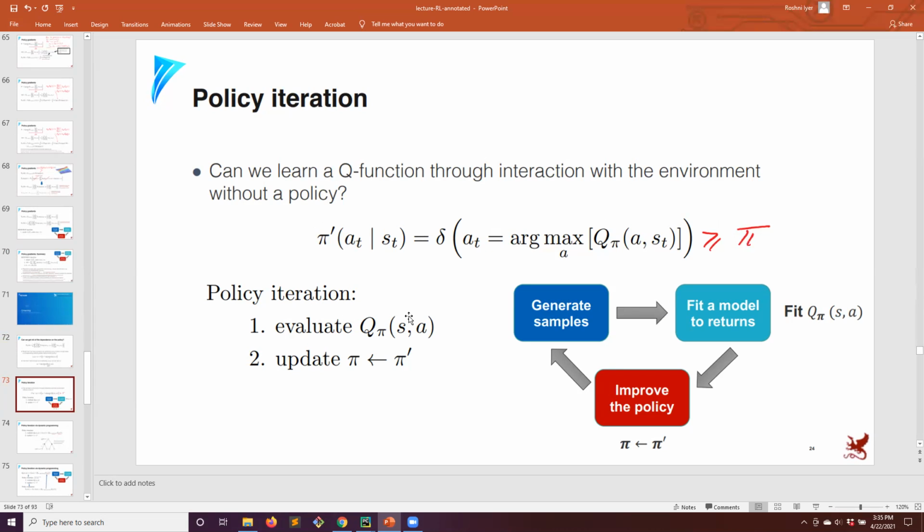And then we can have this better policy. This is actually policy iteration. This is not yet getting rid of the policy. We will see that in value iteration, but for now we are using the policy and iterating upon that. And here, when we find the returns, we're actually fitting this Q function.